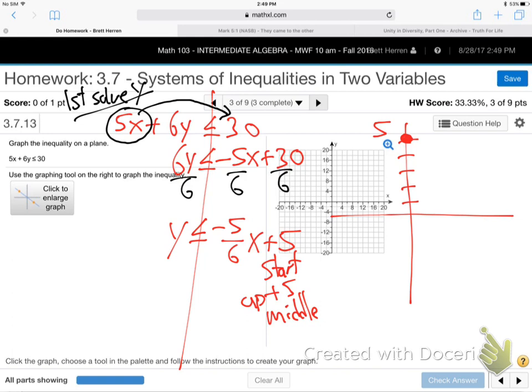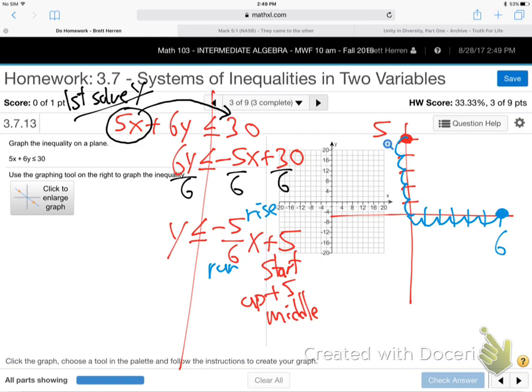And then we do the rise over run thing. So go down 5: 1, 2, 3, 4, 5. Then over 6: 1, 2, 3, 4, 5, 6. So right there, there's your second dot. So start up 5 and then go down 5 over 6. There's your second dot. Connect them.